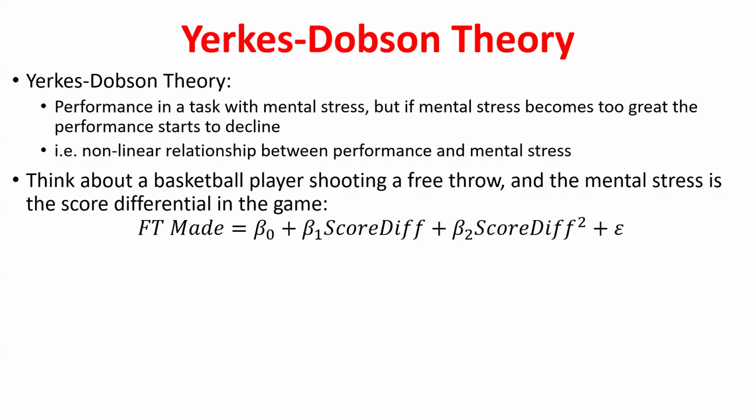As the game gets closer and closer, well, we're only down by 5, I want to make sure I make this, so I might focus a lot more on this task and my performance would increase. But if it's a tie game, right? Now I'm like, oh, sorry, I'm down by 1. If I miss it, we're still down. If I make it, now we're tied. So there's so much pressure on this task, I overthink it and I actually start to perform worse. So maybe this score differential has a nonlinear effect.